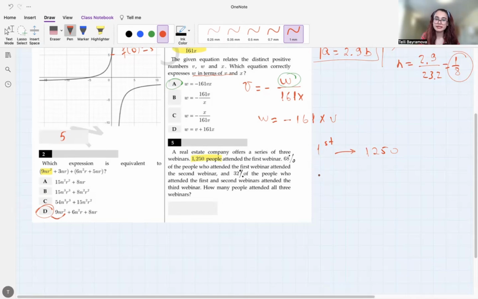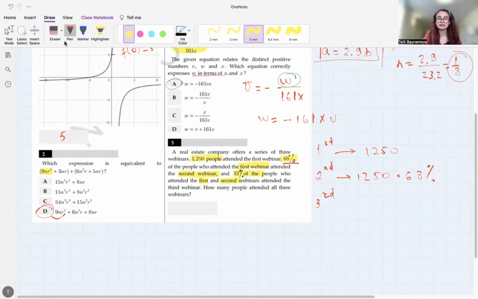68% of the people attend the second. So the second one is 68% of the people who attend the first webinar, who attend the second as well. It means it's going to be 1,250 multiplied by 68%, right? Then the third one, 32% of the people who attend the first and second. Let's find 68%: 0.68 multiplied by 1,250 is going to be 850. So 850 attend the second.